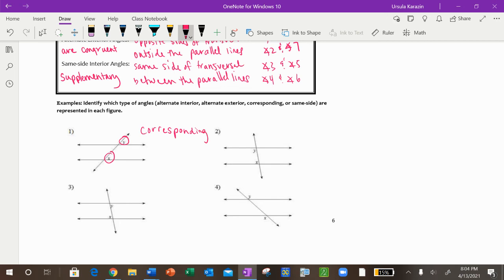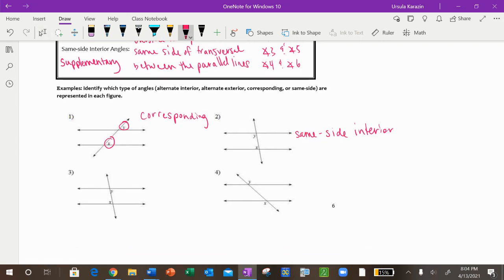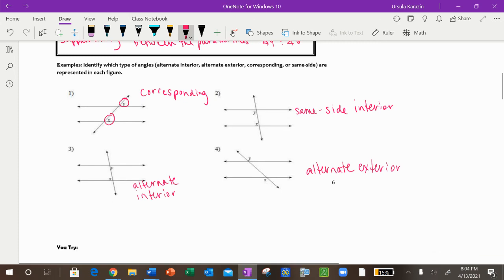Okay, and that was where one was interior and one was exterior. Number two, notice these are both interior, so we can write that down. And then you need to see if they're alternate or same side. They're both on the left, so they're same side. Number three, these are also interior, but they're on opposite sides. One's on the left, one's on the right, so they're alternate interior. And number four, they're both exterior, and one's on the left and one's on the right, so they're alternate. Okay, so you need to be able to do that.